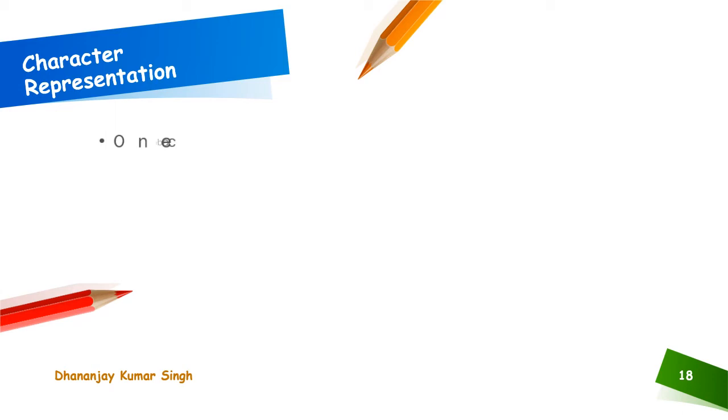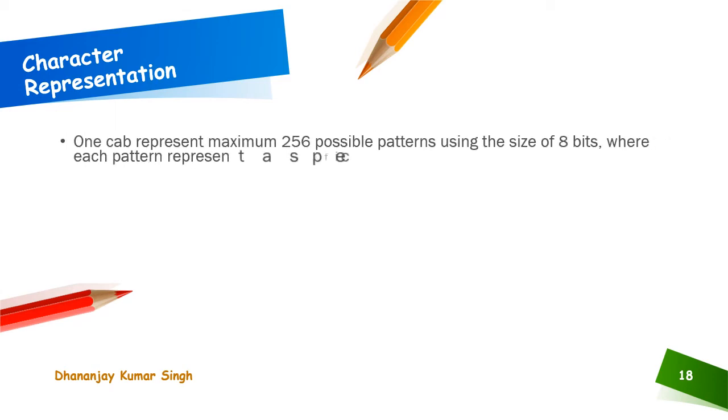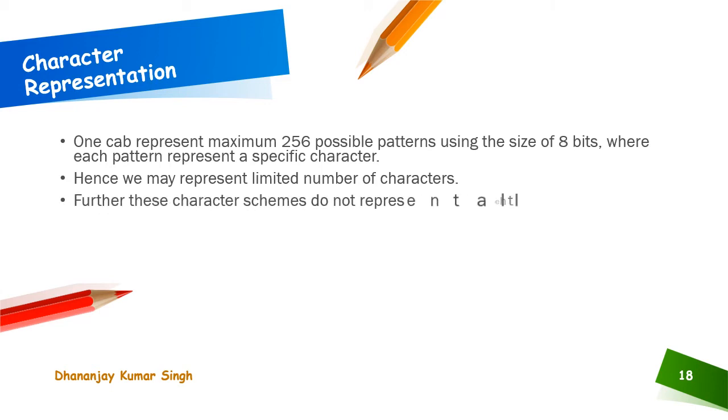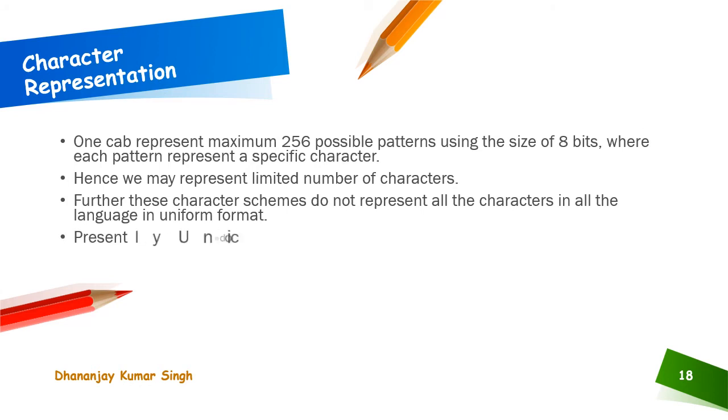Character representation next. One can represent a maximum of 256 possible patterns using the size of 8 bits. Means if you are using 8 bits, it has a maximum of 256 possible patterns, where each pattern represents a specific character. Hence, we may represent a limited number of characters. Further, these character schemes do not represent all the characters in all the languages in a uniform format.